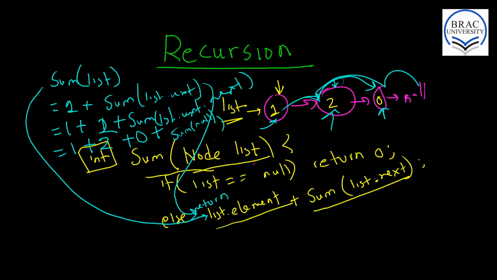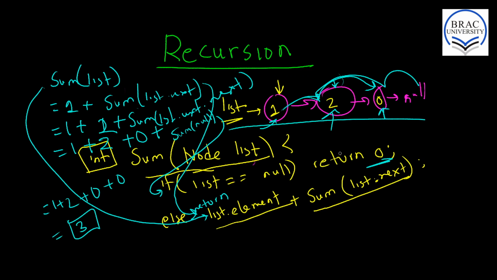Sum of null will go to this if case and will return 0. So it will return 1 plus 2 plus 0 plus 0. If we sum this up, this gets us 3. So the sum of this linked list is 3. So we are done.